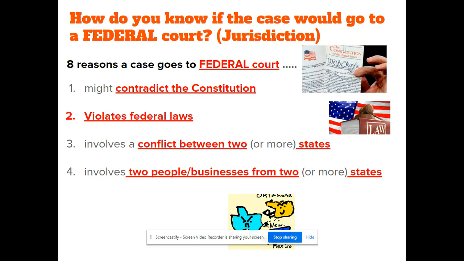The example I usually give: let's say there's an issue with pollution in the Mississippi, and there's a debate over whose responsibility it is, or who should pay for the cost to clean it up, Minnesota or Wisconsin. That argument would be settled in federal court.